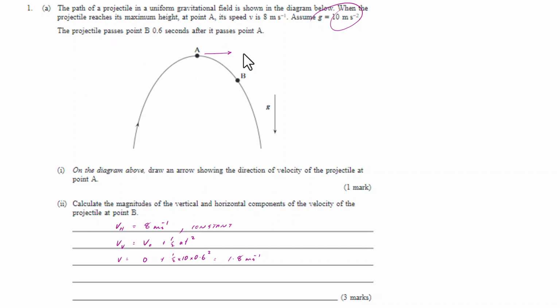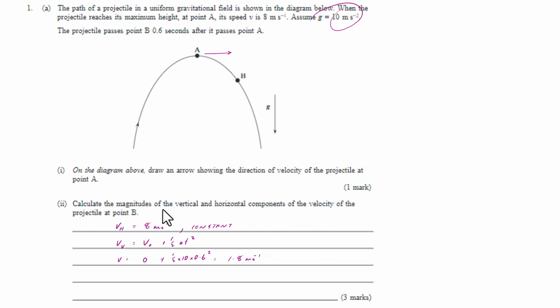And B is 0.6 seconds later. On the diagram, show an arrow the direction of velocity of the projectile at point A. So there it's just straight horizontal velocity. Calculate magnitudes of vertical and horizontal components at projectile point B.